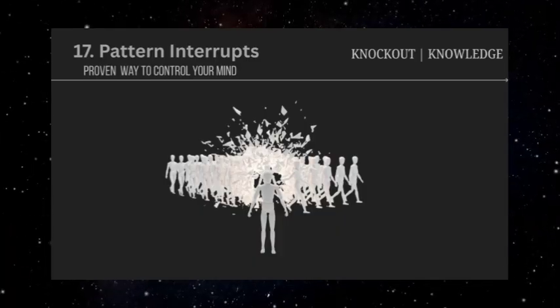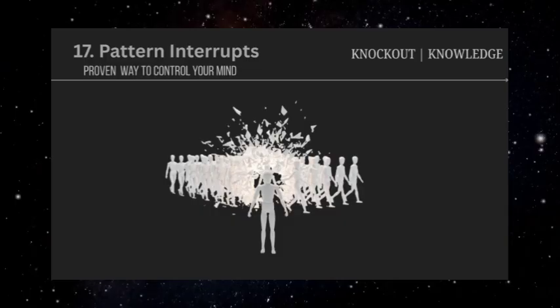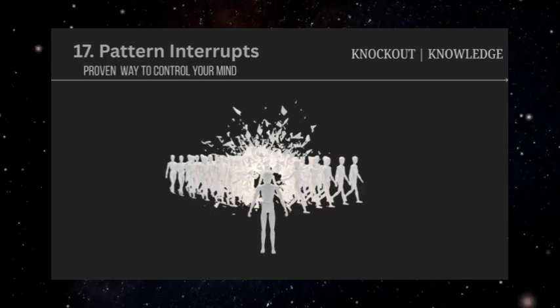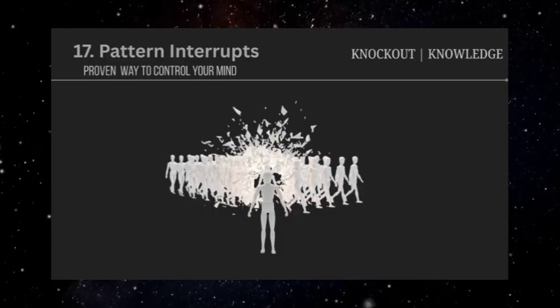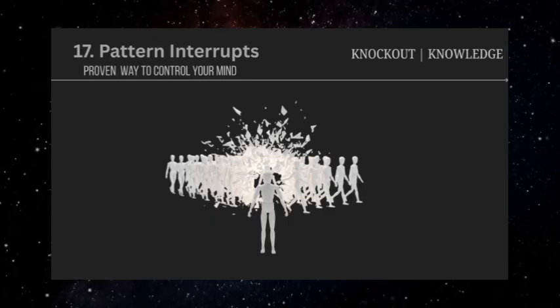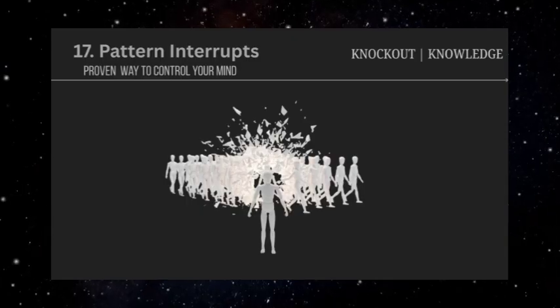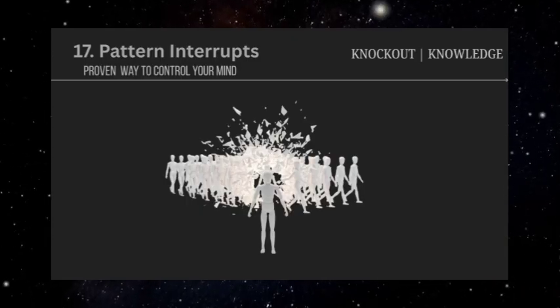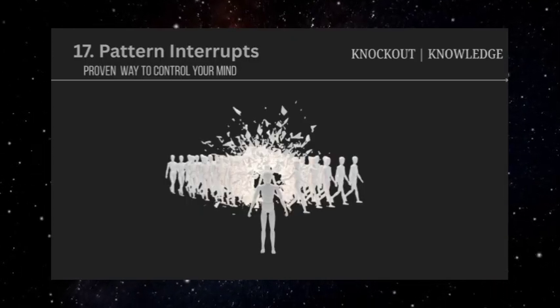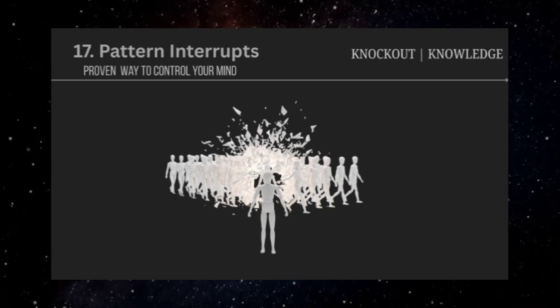Sales professionals often use pattern interrupts to disrupt customer resistance. When someone is building up reasons not to make a purchase, the salesperson might suddenly compliment their appearance, ask about something unrelated, or create a small distraction that breaks the customer's logical thought process. In that moment of confusion, they quickly insert their closing request or final persuasion attempt.